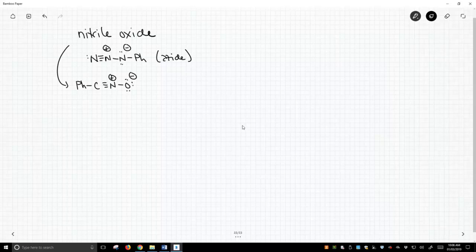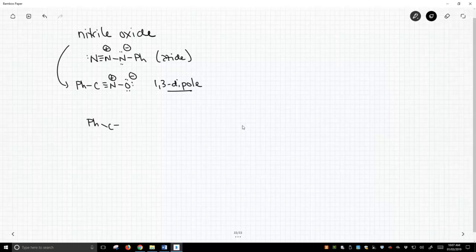Here is a nitrile oxide. Now, as you can see, electronically, it has a lot in common with an azide. We've got the triple bond with a positive charge and an atom with lone pairs and a negative charge. So this is also a 1-3 dipole. Now, what do people mostly react with azides? They react alkynes. They react triple bonds. We're going to do the same thing with nitrile oxides.